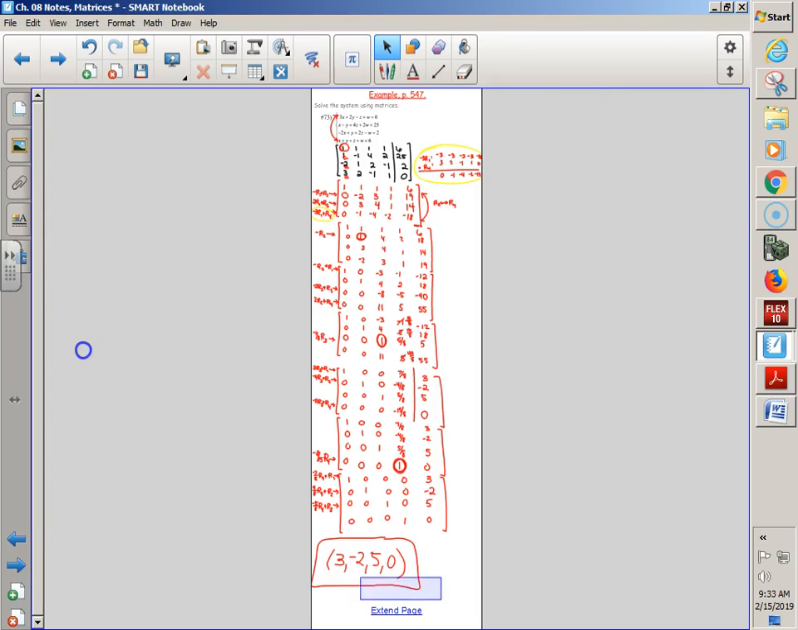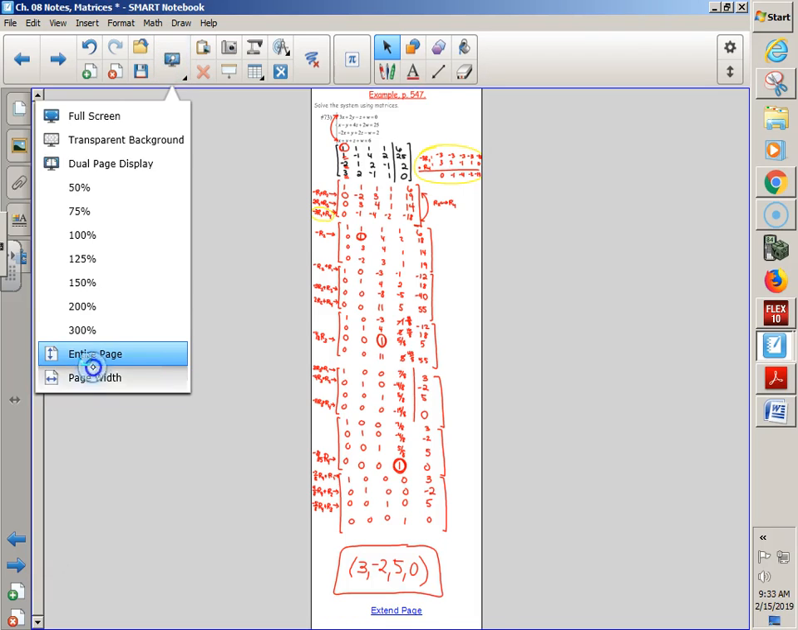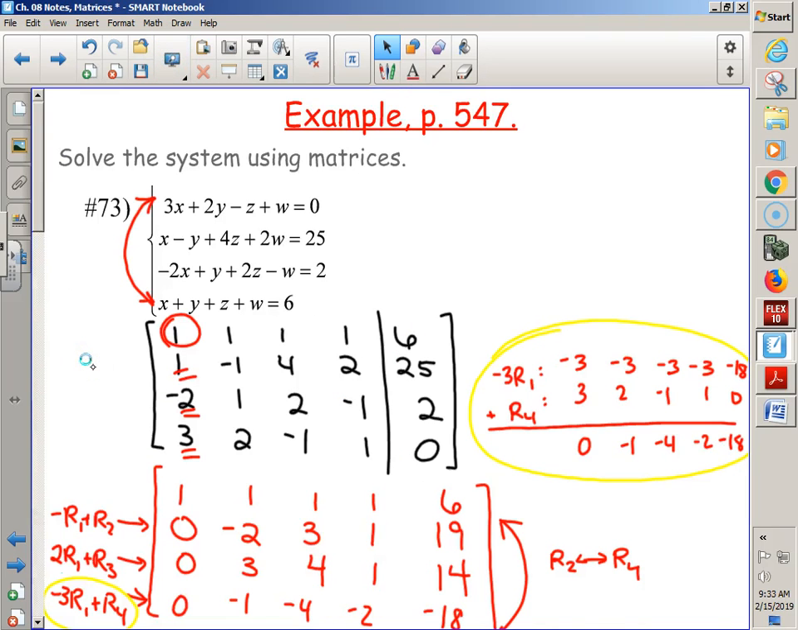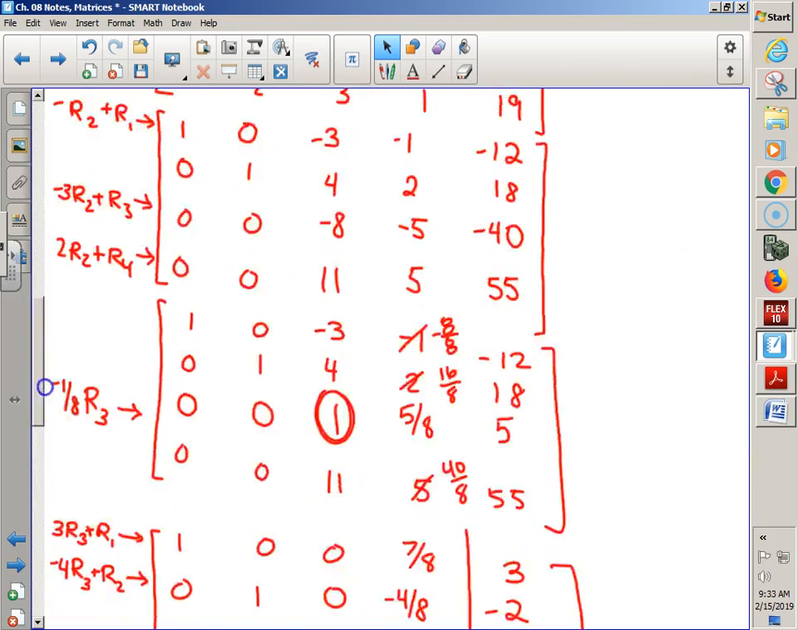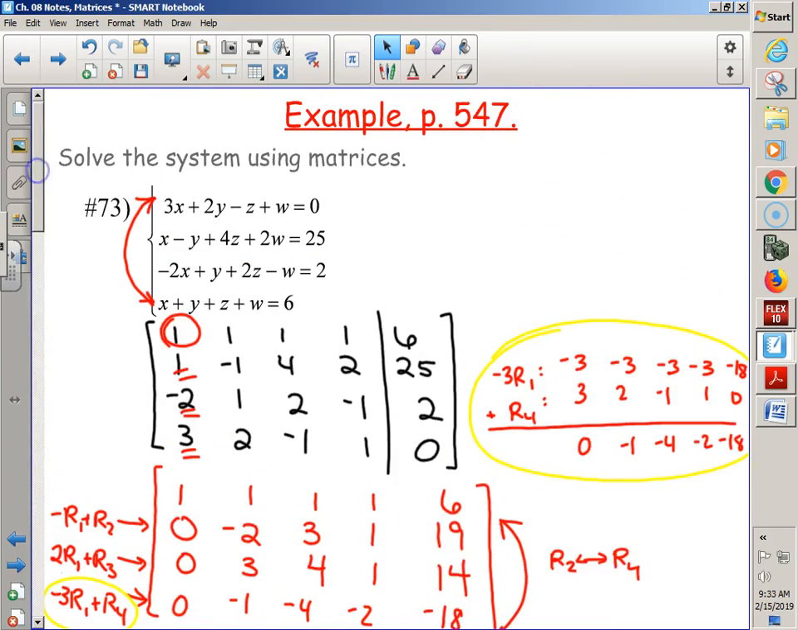How could we check to make sure we're right? Calculator, very beginning, RREF, what should you get? 3, negative 2, 5, 0. How else could you check that you're right? Come back here and say, if I took 3, negative 2, 5, and 0, 3 times 3 is 9, plus 2 times negative 2, 9 minus 4 is 5, 5 minus 5 is 0, 0 plus 0 is 0. Oh, that one works. Double checking that I have them in my head, right? Yeah, 3, negative 2, 5, 0.